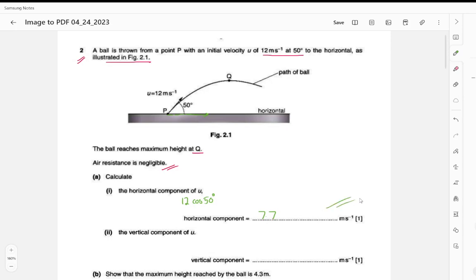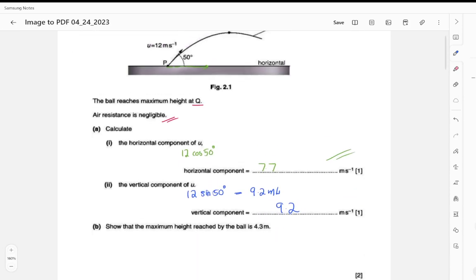Next step, the vertical component of U. Our target is to find the vertical component, and that is even way simpler. This is going to be 12 sine 50 degrees. So let's just find it out, 12 sine 50 degrees, and this value is coming as 9.2 meter per second. Okay, so this is going to be 9.2. This is done. Let's just move on to the next question.